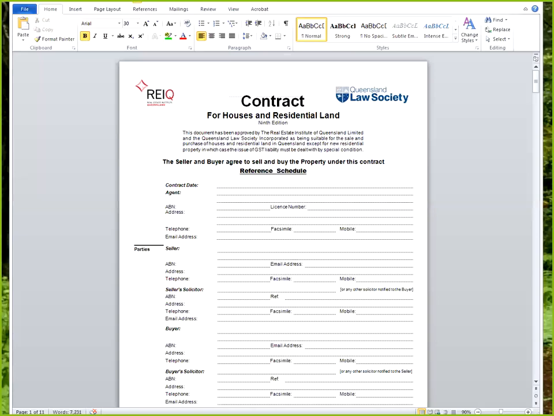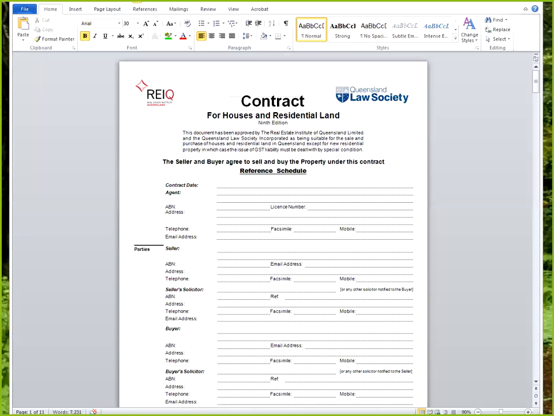Looking at the contract, firstly we have the agent. Now that should be, I guess, for the most part, fairly self-explanatory. We're talking about the real estate agent there. If you're acting for the seller of real estate, be careful that the agent on the contract may be different to the agent with whom your client signed an agency agreement from the outset.